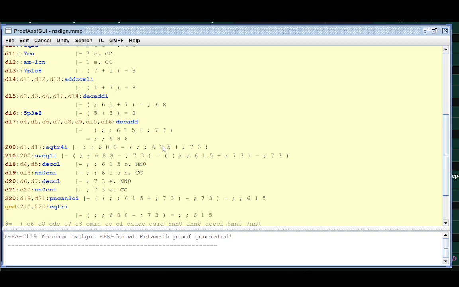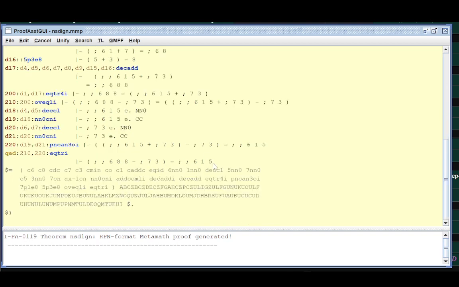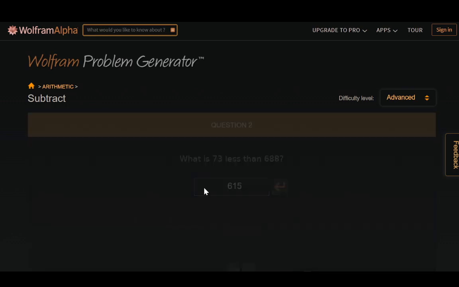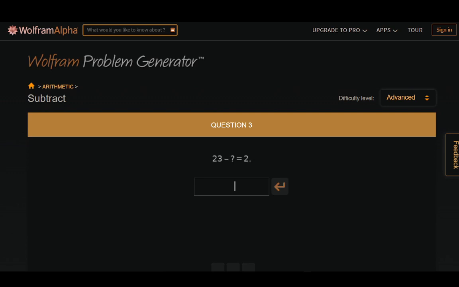So yeah, okay, let's put it in. So 688 minus 73 is 615. Okay, let's see. We're risking Jakarta. Correct. Okay, good. So that city won't be destroyed quite yet.